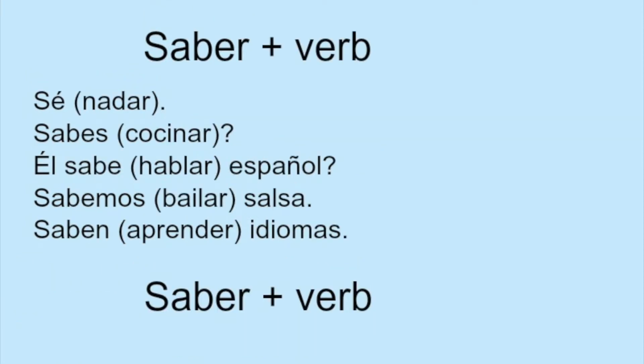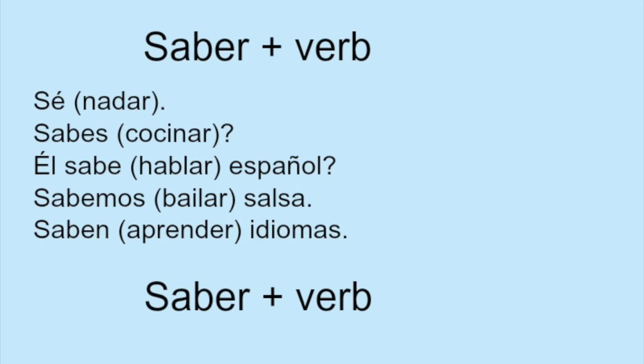So let's go ahead and take a look at saber plus the verb. So here you have sé nadar, which is I know to swim. It's equivalent to I know how to swim. Sé nadar, I know how to swim. Some people will put como in between, some won't, but it's the same thing. Sé nadar, sé cómo nadar. I know to swim, I know how to swim. Both make sense in English. So then you have sabes cocinar. Do you know how to cook? ¿Sabes cocinar?